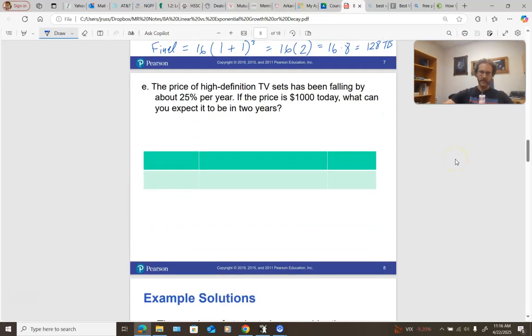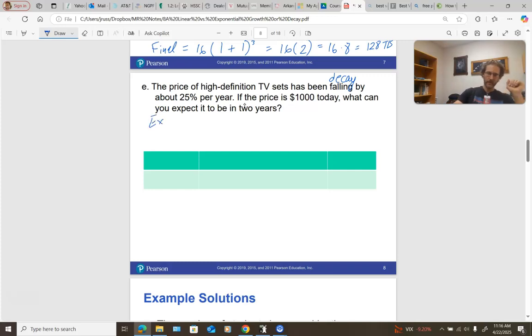All right, let's look at E here. It says the price of high-definition TV sets has been falling by about 25% each year. Since falling means that we're talking about a process of decay. But the price of these TV sets is not falling by a fixed amount, it's falling by a percentage, or a relative amount. And so this is going to be exponential decay. And it says if the price is $1,000 today, what can you expect it to be in 2 years?